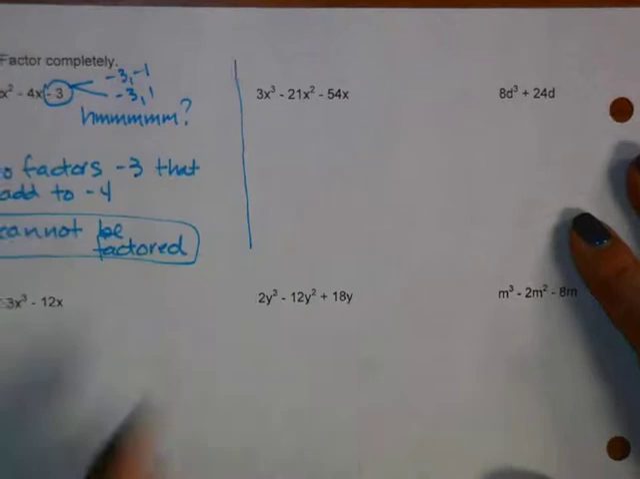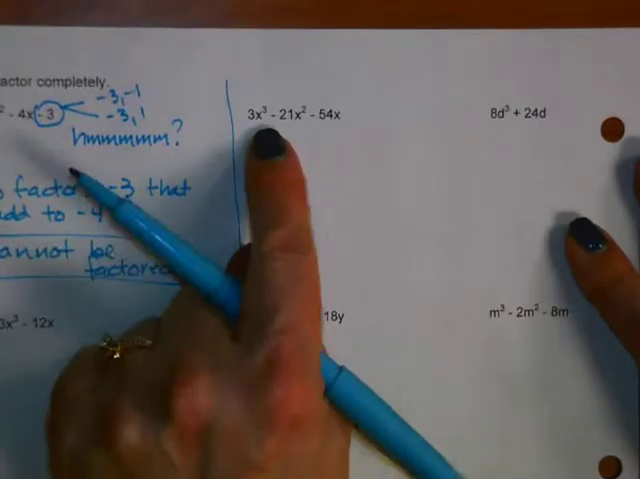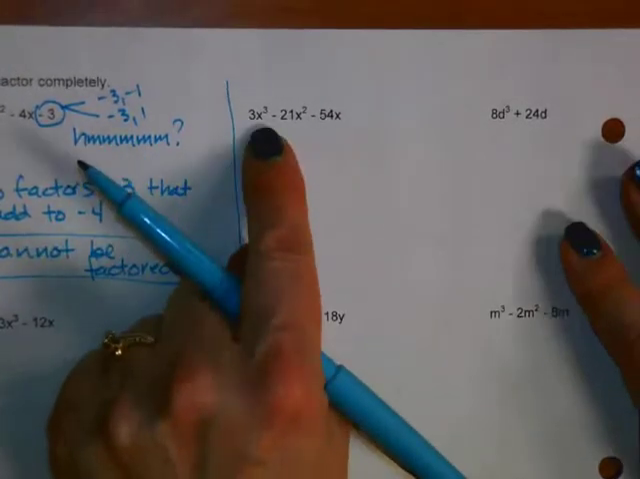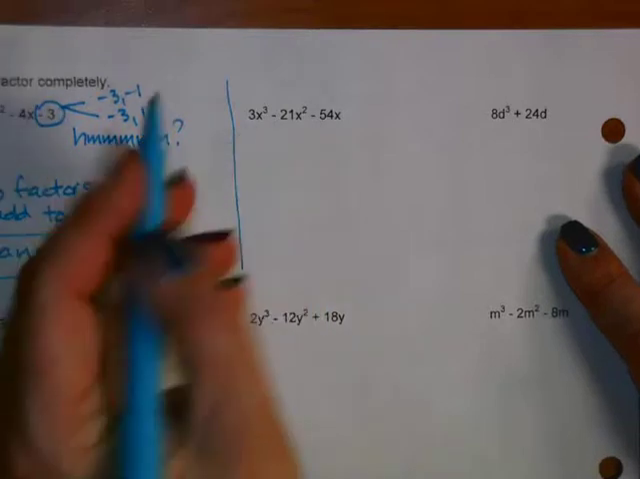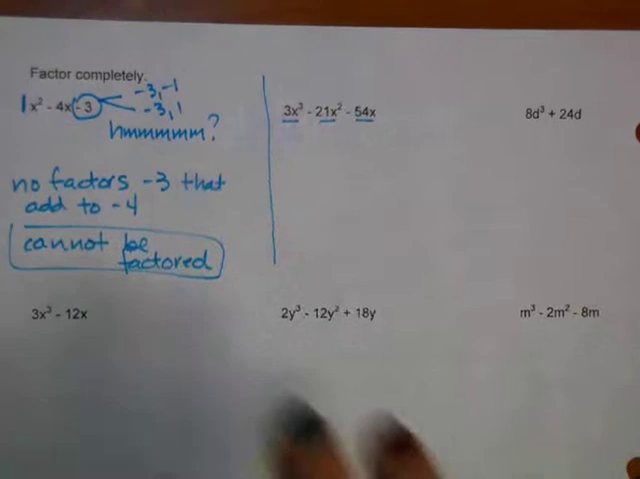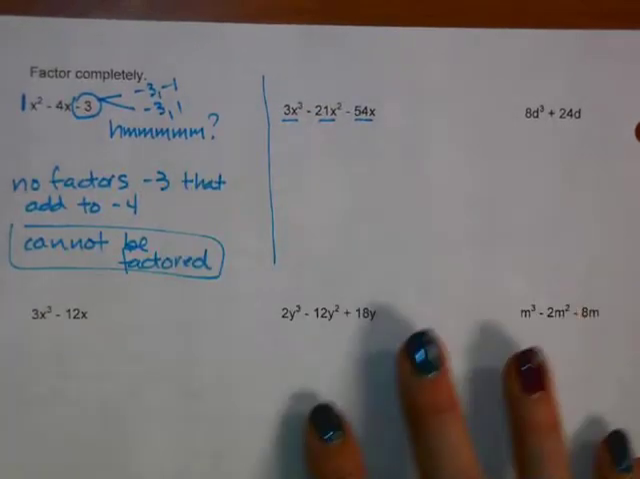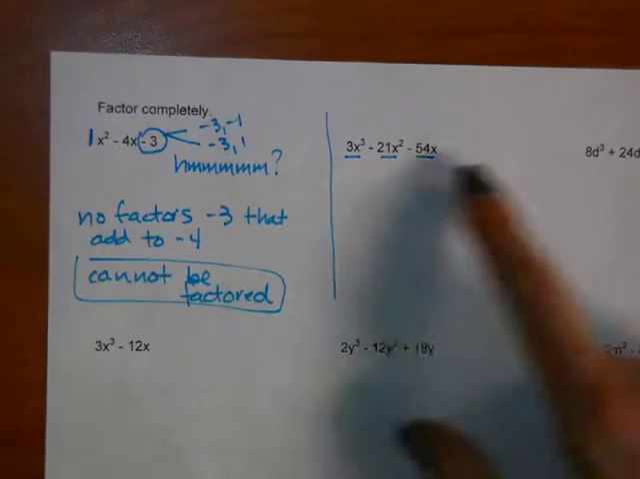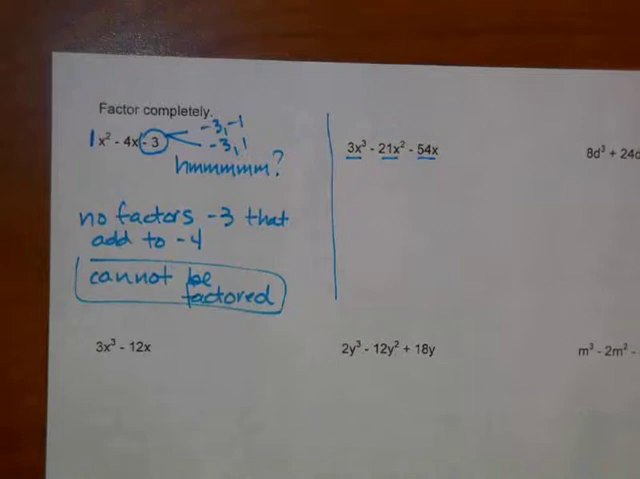Okay. Moving on. What can I take out of each of these before I do anything? I want to just stop a second. I forgot to mention something. How does this side look different than what we were doing here? Does anybody notice? These are trinomials and binomials. You're not going to do the grouping unless you have 4 terms. Okay? We're going to use the other methods we've learned.